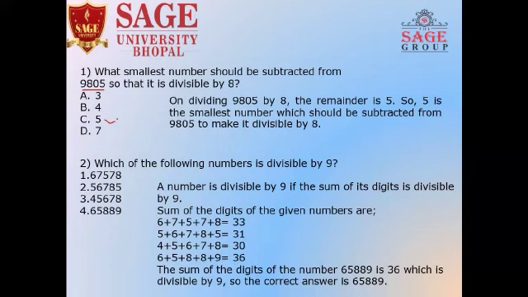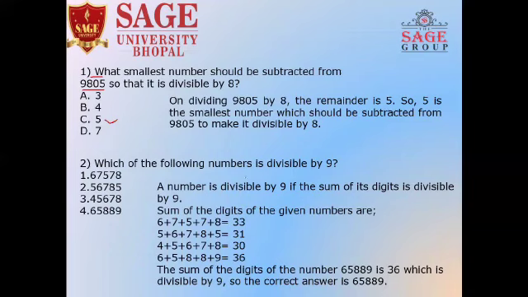How can we arrive at this right answer? Because we select the last three digits 805 and divide this 805 by 8. So only 5 is the remainder remaining. So if we deduct 5, then the entire number is divisible by 8.